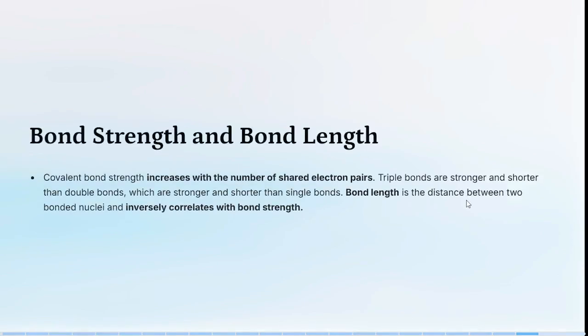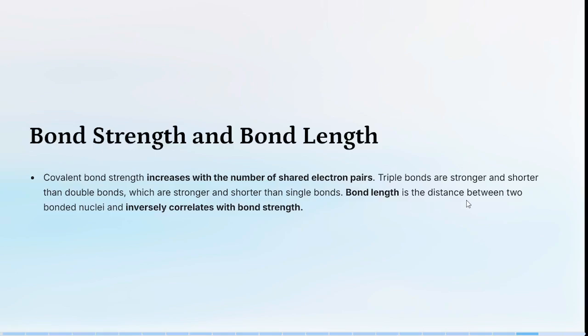So, bond strength and bond length. In our previous class, I talked about lattice energy, and how the distance between the two atoms' nuclei can affect the strength, the lattice energy. In this portion, we'll be talking about bond strength and bond length, so we're trying to see them in deeper detail. Covalent bond strength increases with the number of shared electrons.